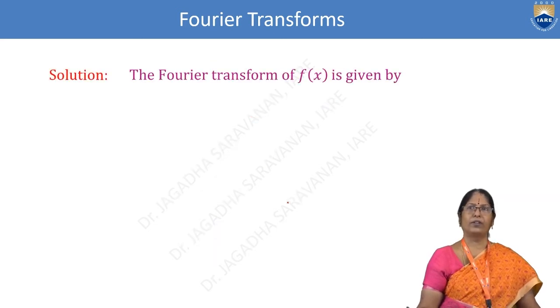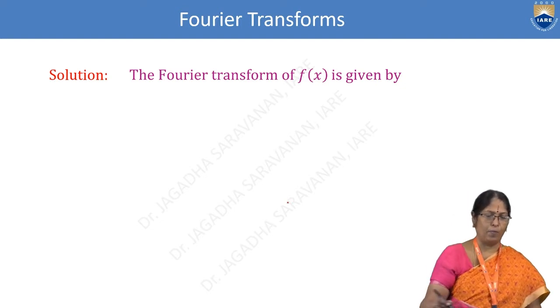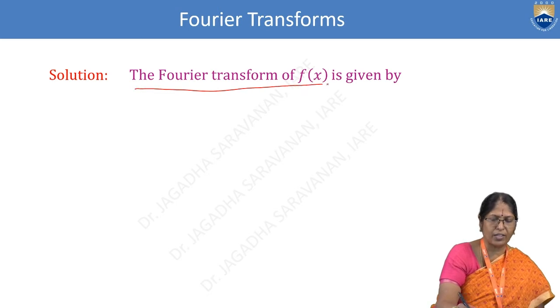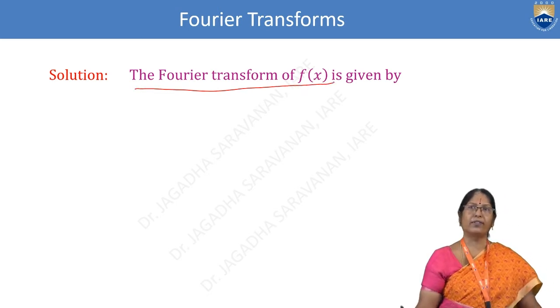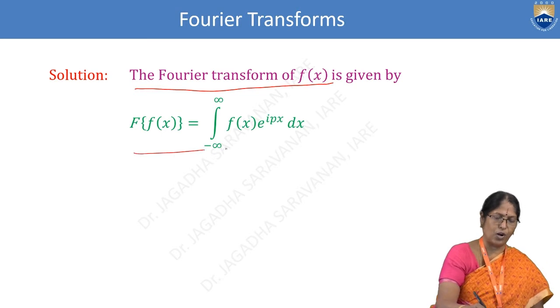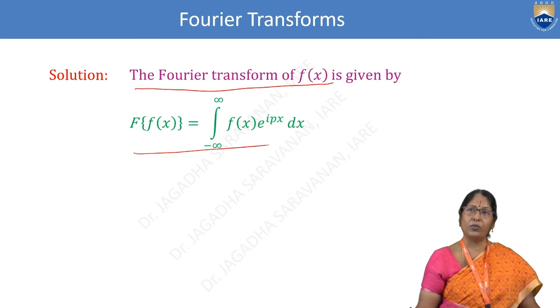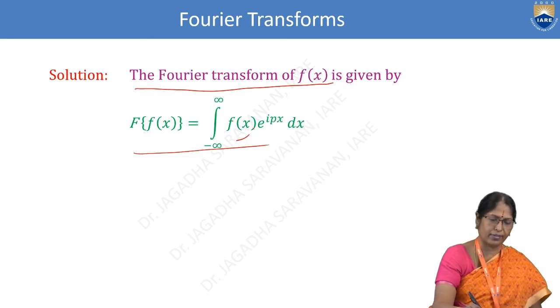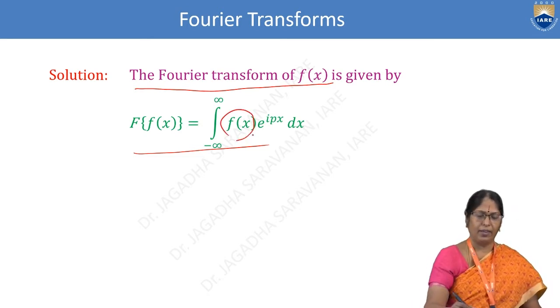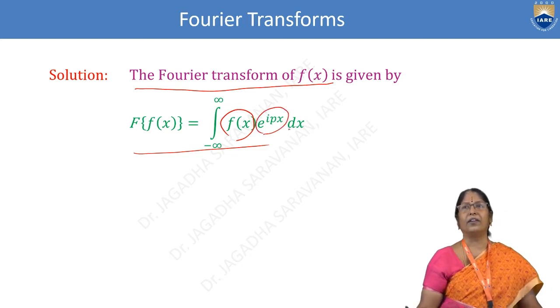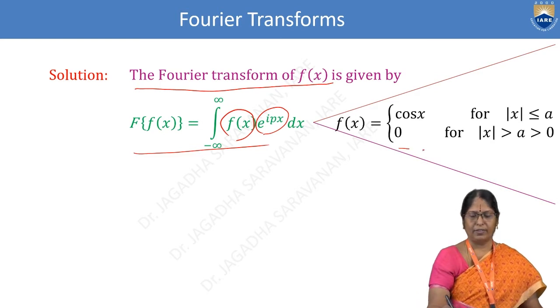So we will solve it. The question is to find the Fourier transform. First we will start with the formula of Fourier transform. That is, the Fourier transform of f of x is given by the integral from minus infinity to infinity of f of x multiplied by e power ipx dx. Yes, this is our question.